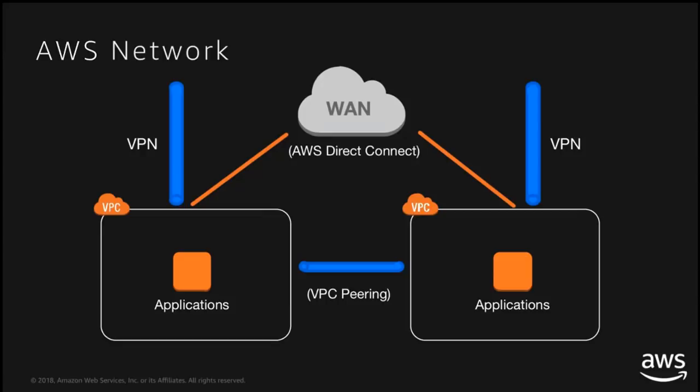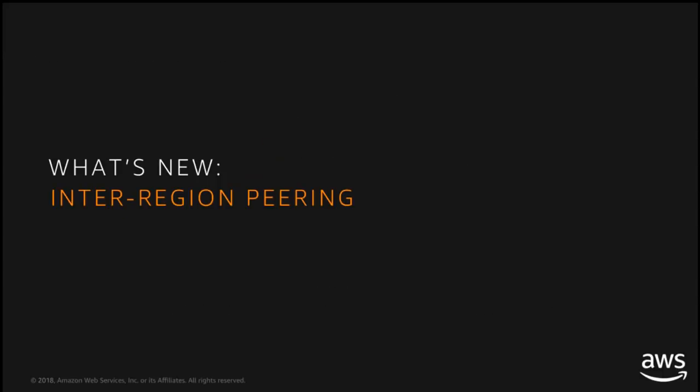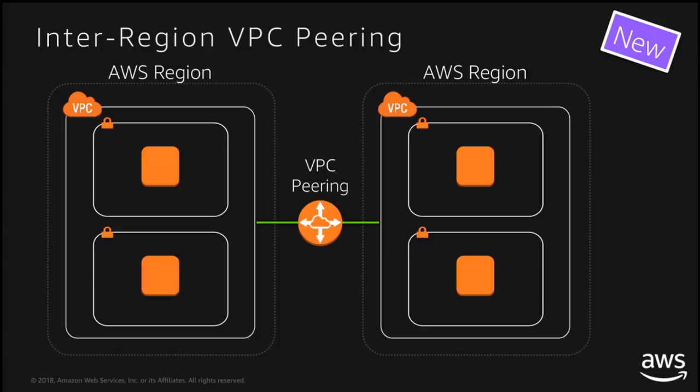For the rest of the talk here, we'll be talking about the new features. So let's get into it a little bit. This is an exciting feature that we launched at reInvent called Inter-Region Peering. If you're familiar with VPC peering and sort of what I just described, it's actually pretty simple.